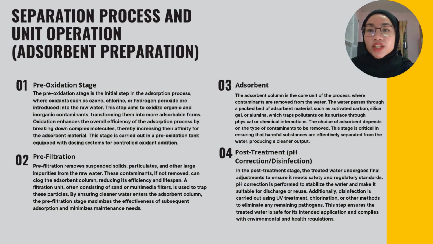Next, we have the separation processes. So these are the core processes of adsorbent preparation. The first one is the pre-oxidation stage. This stage is the initial step to the adsorption process, where oxidants such as ozone, chlorine, or hydrogen peroxide are introduced into raw water. This step aims to oxidize organic and inorganic contaminants, transforming them into a more adsorbable form.